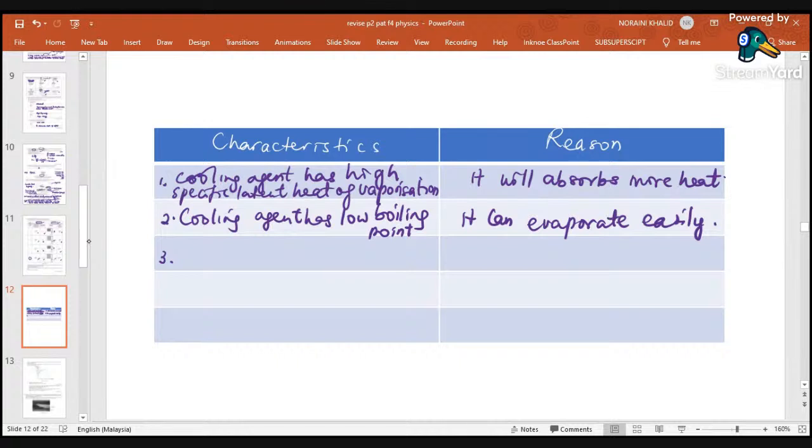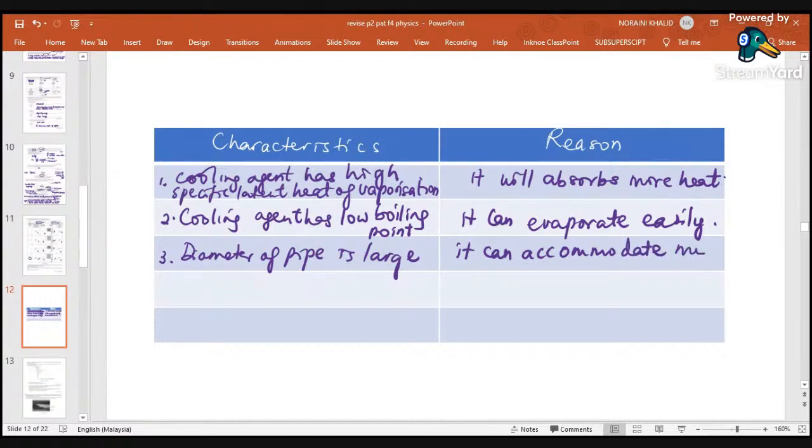Okay, number 3. Now we discuss about the conducting pipe. Diameter of pipe is large. So it can accommodate, atau menempatkan atau membenarkan, accommodate more cooling agent. Okay, lebih banyak cooling agent boleh berada dalam pipe tu.